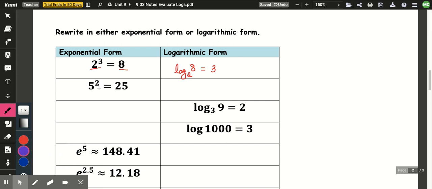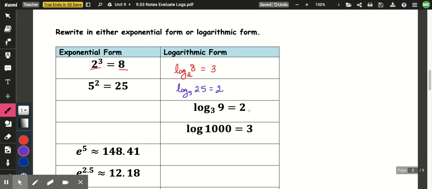Okay, so now for our second one here, 5 squared equals 25. You could pause the video and try that one and see what you get, and see if it matches what I have. Again, the base is the base. The logarithmic expression should equal the power.